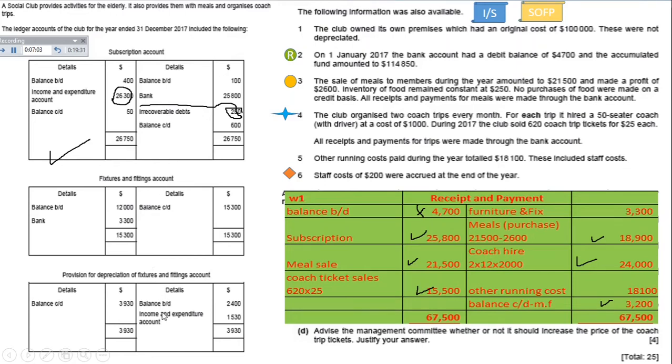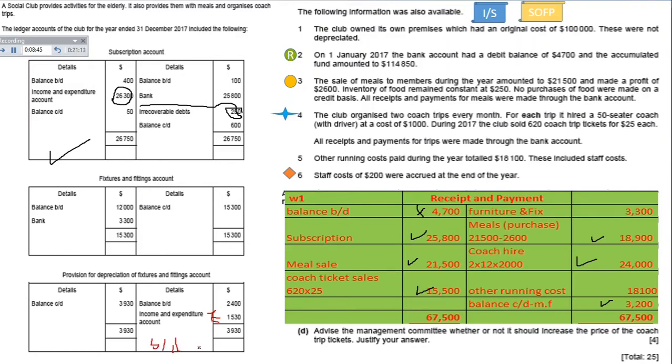So down here we need to see that depreciation amount. The depreciation for the year is 1530. From here you know that this is the opening balance of provision for depreciation. This is the closing balance, and then this 1530 is the depreciation for the year. So 1530 will go in your expenses, and then this CD will become your BD.